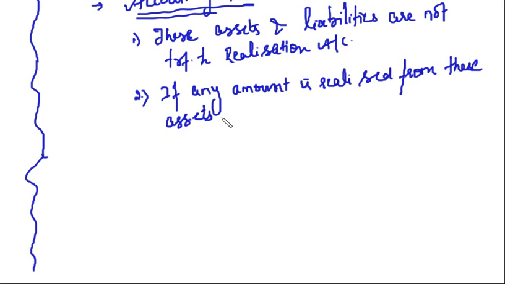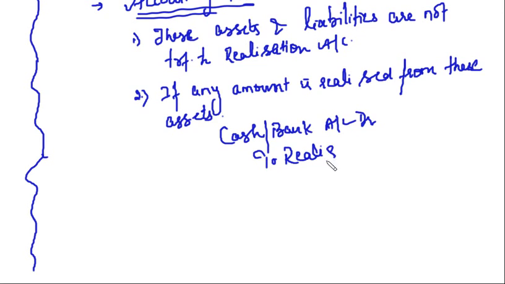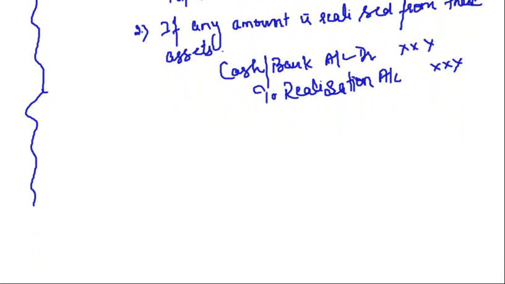then the journal entry will be cash or bank account debit to realization account. Why realization account? Because we have already closed our assets and liabilities accounts. We have closed our balance sheet. So we will do all the adjustments through the realization account. These assets will not directly be taken to the realization account. If there is any amount realized, then the journal entry will be cash or bank to realization.